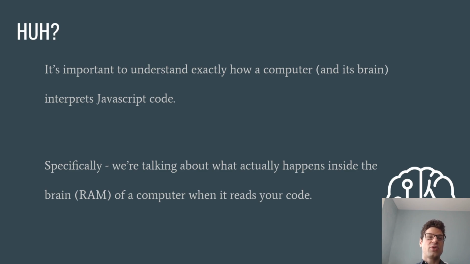What do I mean by training your brain to think like a computer, especially as it relates to JavaScript? Well, I'm talking about understanding exactly how a computer, which has a brain that's quite different from the mind of a human being, interprets JavaScript code and other programming languages. I'm talking about what actually happens inside the brain, also known as random access memory, of a computer when it reads your code.